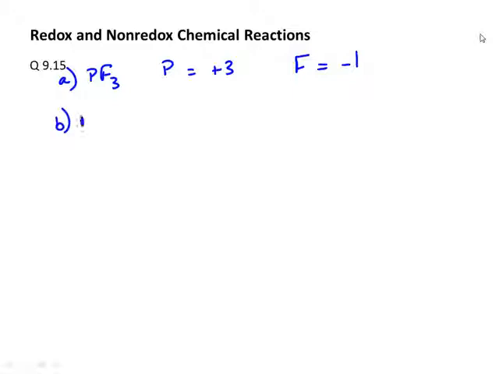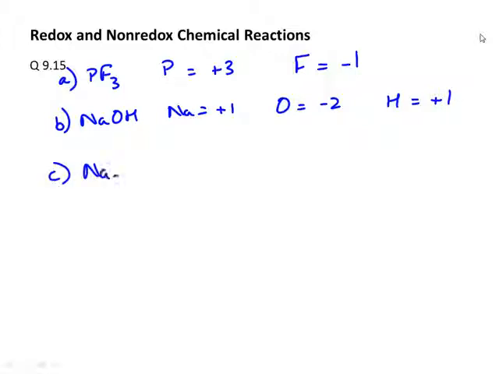B is an ionic compound, sodium hydroxide, and since it's ionic, sodium has to be plus 1. Oxygen in hydroxide has an oxidation state of -2, and hydrogen in hydroxide has an oxidation state of plus 1. Sodium sulfate, again each sodium has an oxidation state of plus 1. Sulfur has an oxidation state of plus 6 because sulfur is less electronegative than oxygen, and each oxygen in this compound has an oxidation state of minus 2.